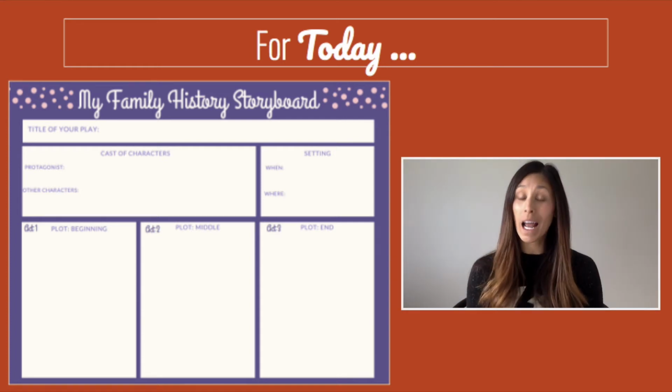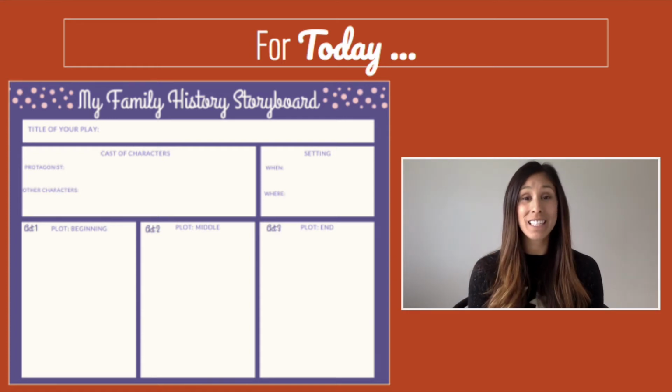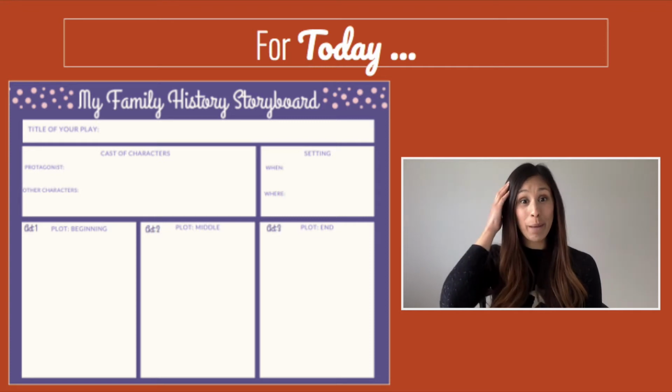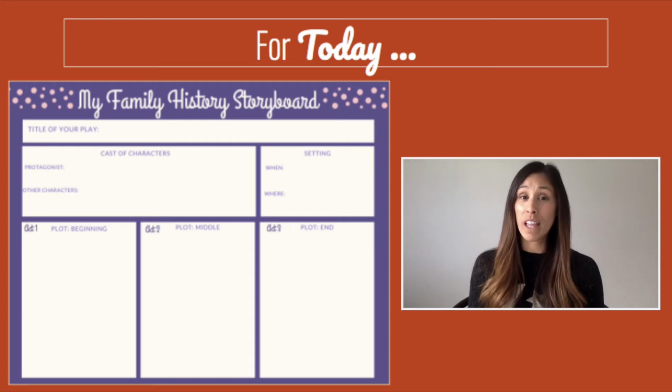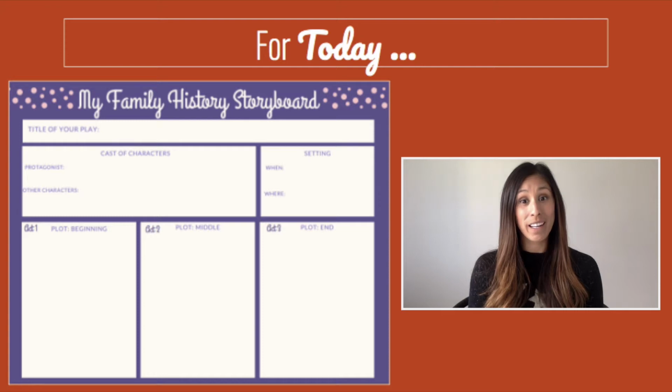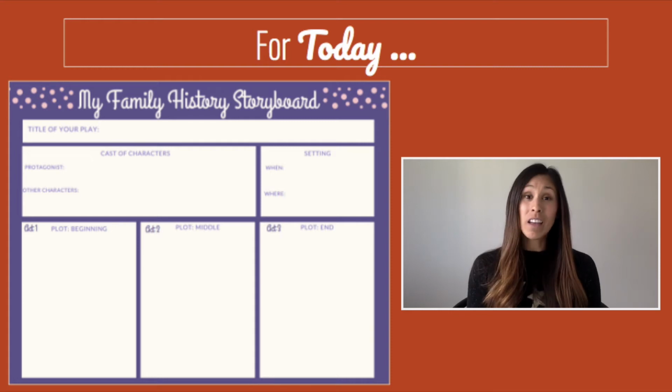Now, at this point, I've already gone back and I've listened to the audio recording of my interview with Gammy. So I have all of that information fresh in my mind to help me fill out this graphic organizer. Now, the first part of this graphic organizer says title of your play. So I'm trying to think of what a really great title would be to describe the story of Gammy coming from Egypt to the United States.